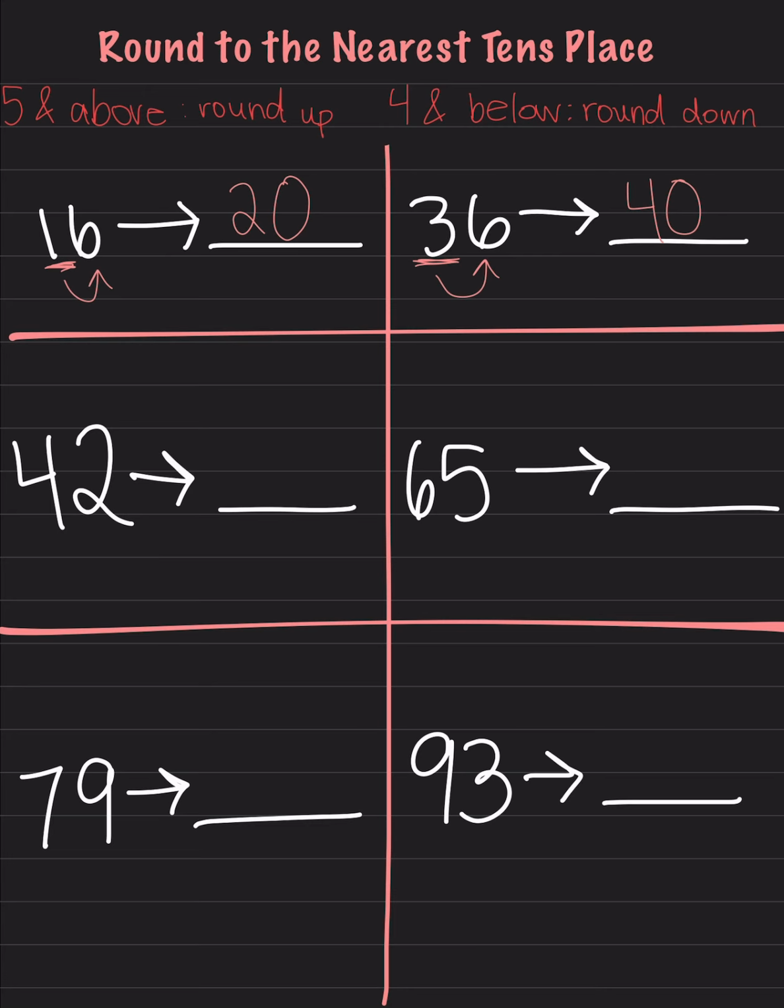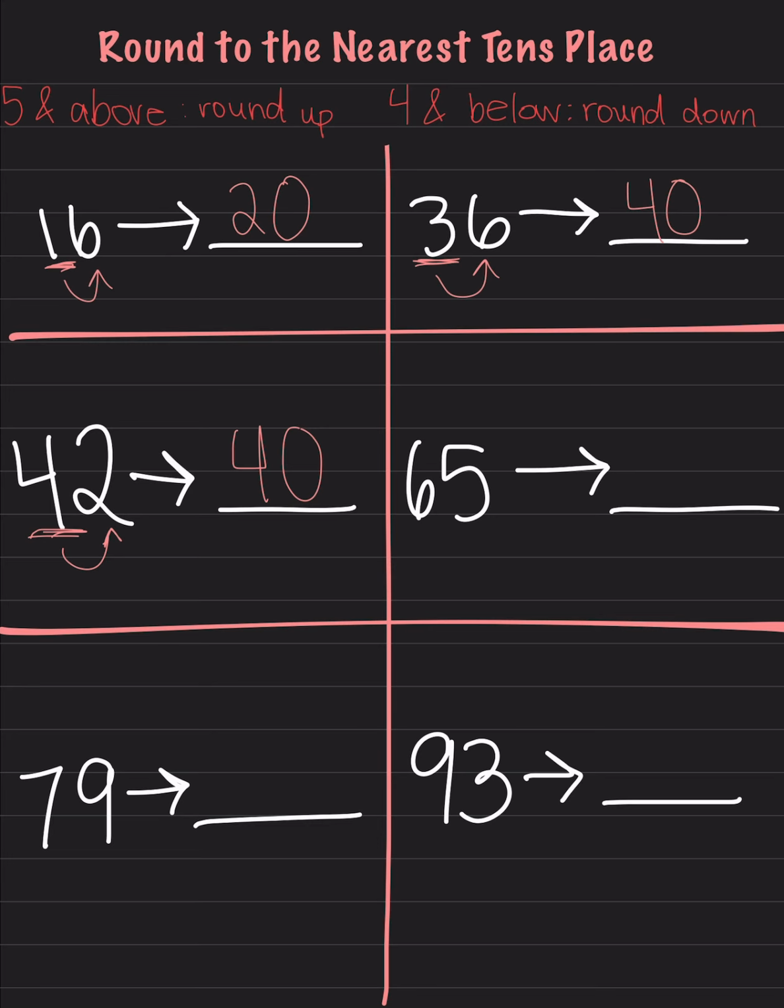Next, I have the number 42. 4 is in the tens place. I will then look at the next number, which is 2. 2 is under the 4 and below category, which means I come back to the 4 and I have to round it down. Rounding it down simply means you keep the number the same. The 4 will stay a 4. Next, I will follow it by a 0. 42 rounded to the nearest tens place is 40.